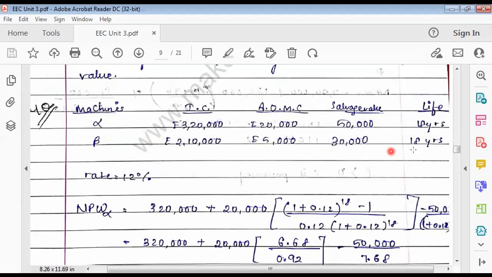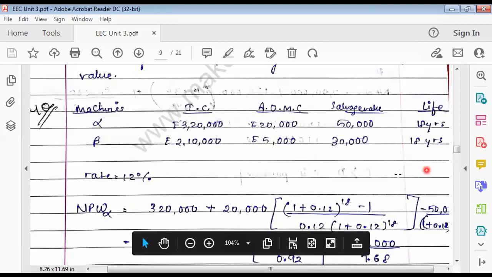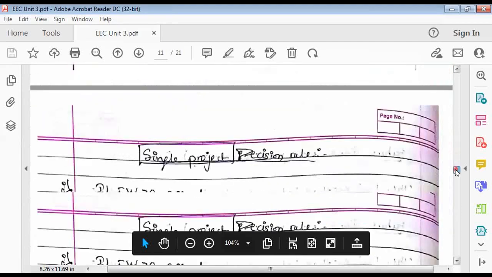Correct. And the rate of interest is 12%. Life is 18 years. Let us look at the solution.